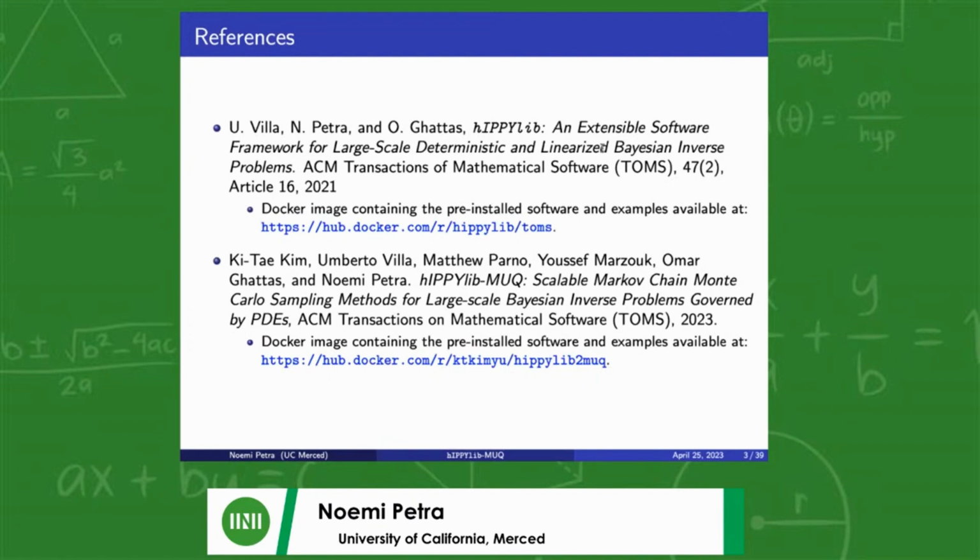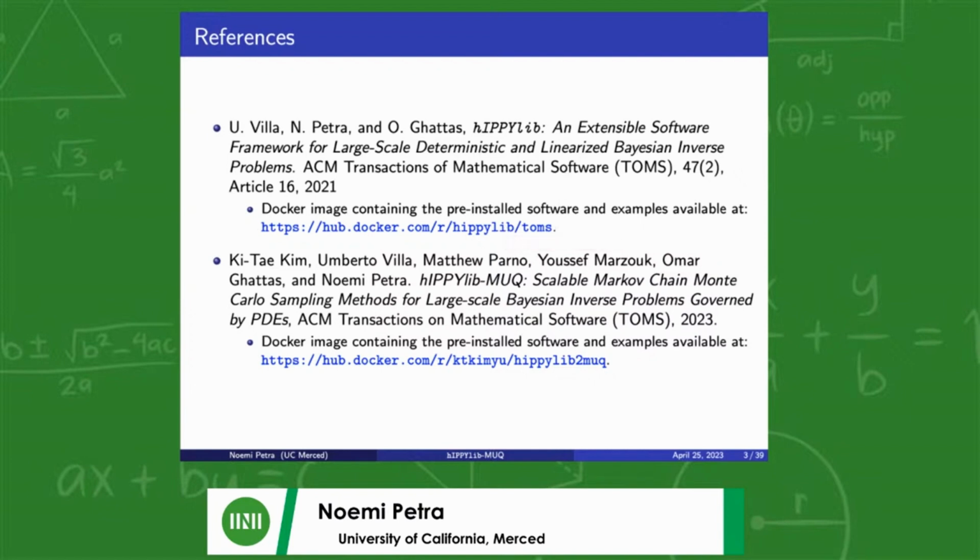Also, before I start, I'd like to apologize in advance for not putting too many references on my slides. It's really just impossible. I'm in general in favor of having good references and things to share, but it's just too much. So instead, I would refer to these two papers that have been fairly recently published in the Transactions on Mathematical Software. hIPPYlib is described in this paper, which was published in 2021. You can find it also on arXiv. There is also a nice Docker image containing the pre-installed software and examples. You can find this link in the paper, or you can just Google it and download and try out all the examples and tutorials that we have described in this paper.